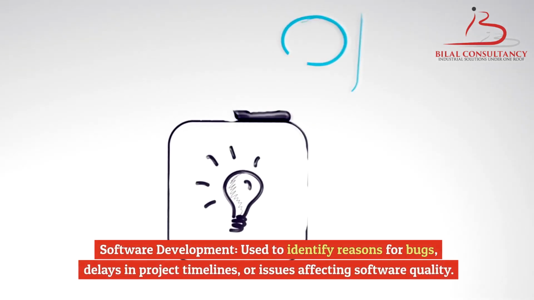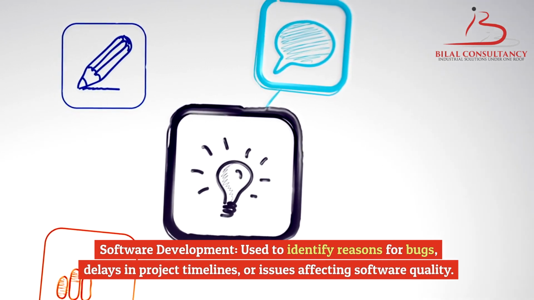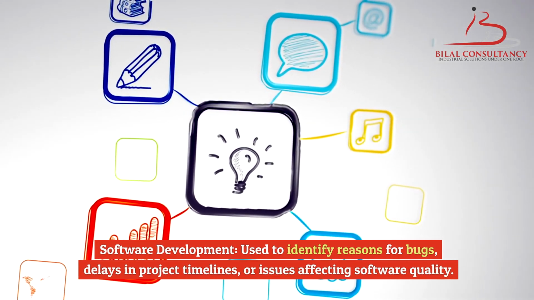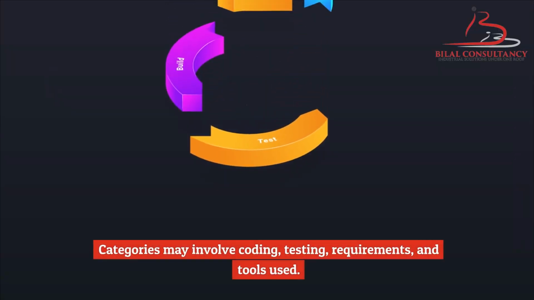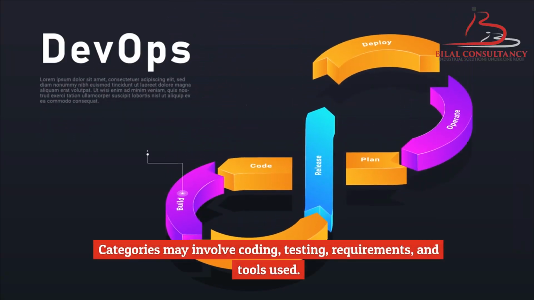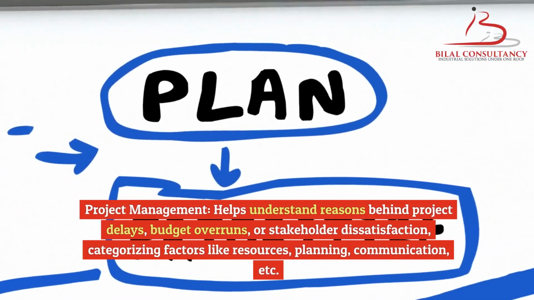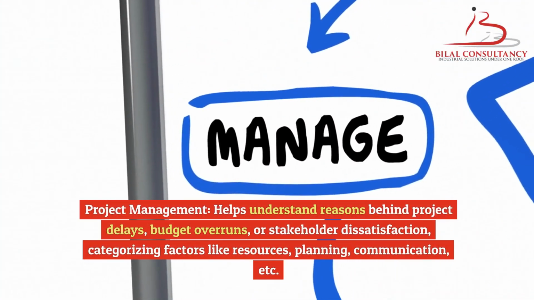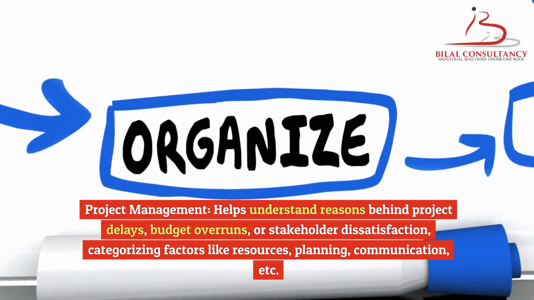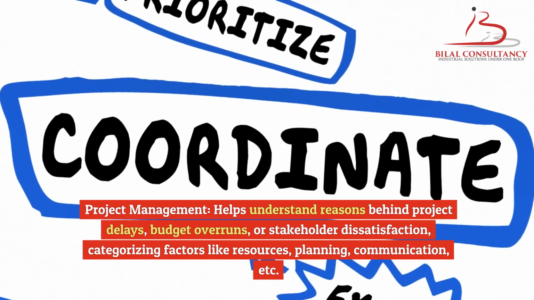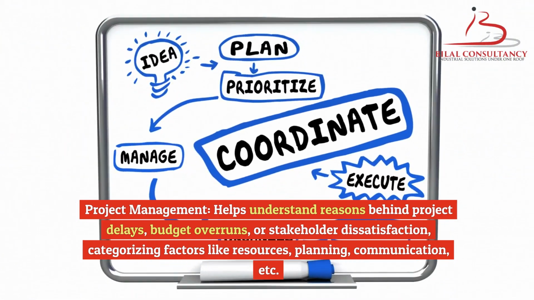Software development, used to identify reasons for bugs, delays in project timelines, or issues affecting software quality. Categories may involve coding, testing, requirements, and tools used. Project management helps understand reasons behind project delays, budget overruns, or stakeholder dissatisfaction, categorizing factors like resources, planning, communication, etc.